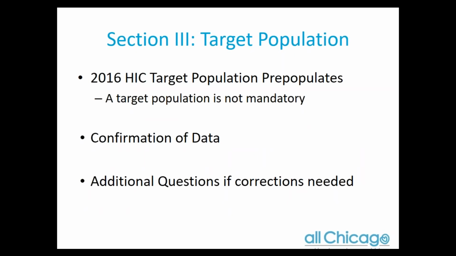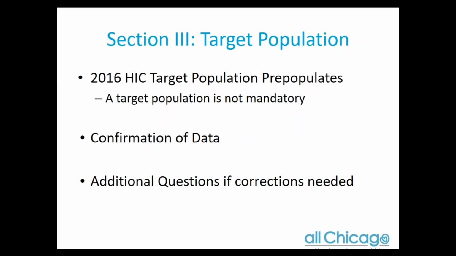Section 3 is regarding your target population. One thing to note is that your 2016 target population will pre-populate. For a lot of your programs, a target population is not mandatory. Since I've been doing the HIC for a couple of years now, I'm able to identify some agencies that switch target population from year to year.